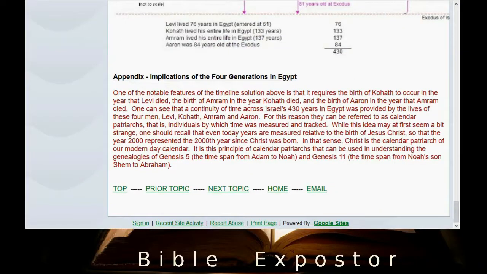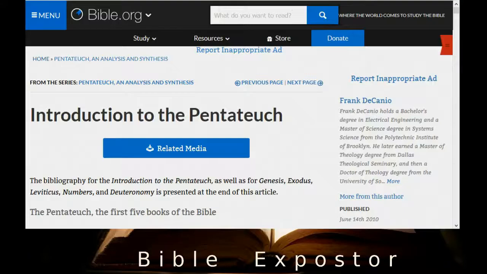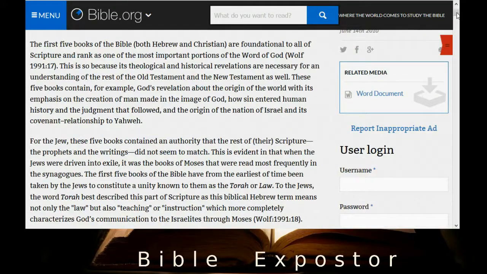So they also go into the definition of what a generation is and so forth. So now let's go to this link about the Pentateuch. And we see here that this is Bible.org. They have a lot of good information. I don't always agree with everything they have there, but this one is pretty good on the Torah if you want to look into that in more detail.